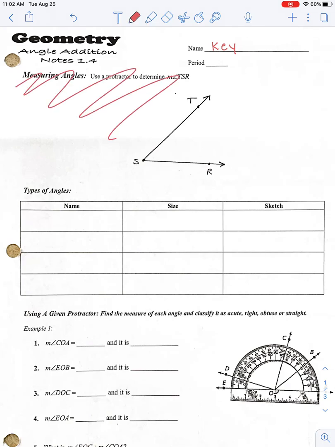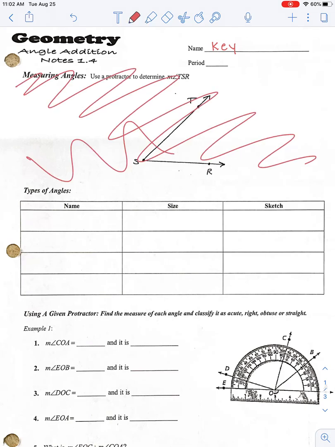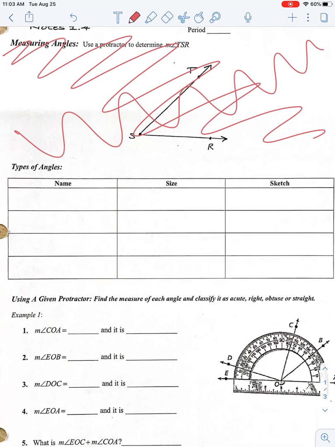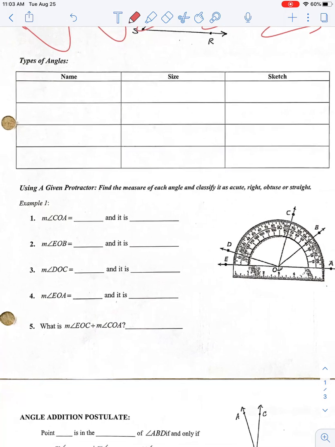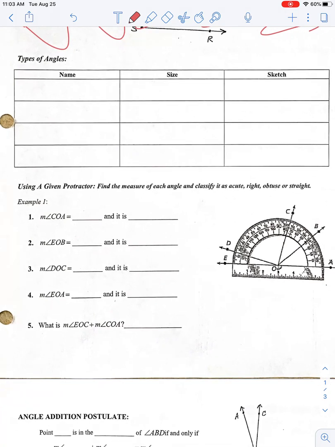We're going to ignore this first part here, measuring angles. We don't need to do that, so you can feel free to cross that off of our notes. We're going to dive right into what types of angles there are. So in geometry, we have 4 types of angles.